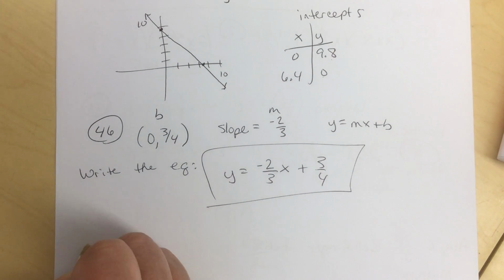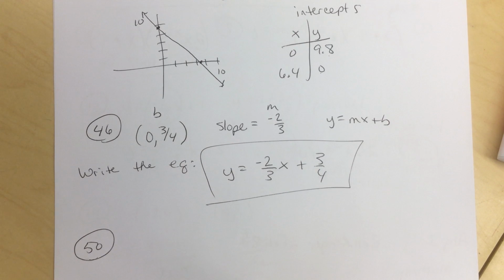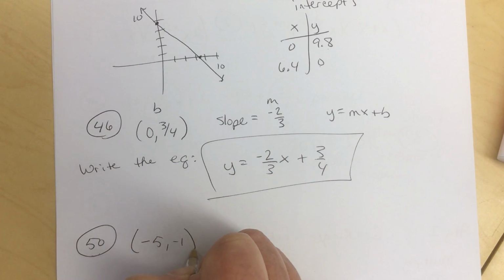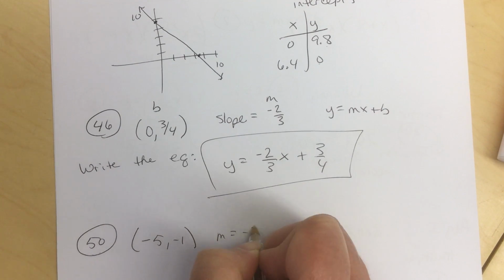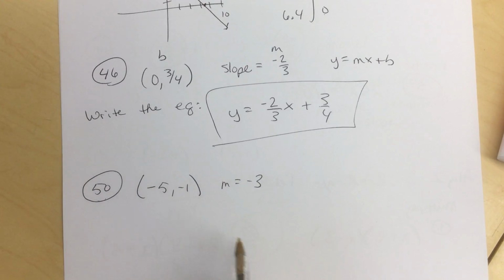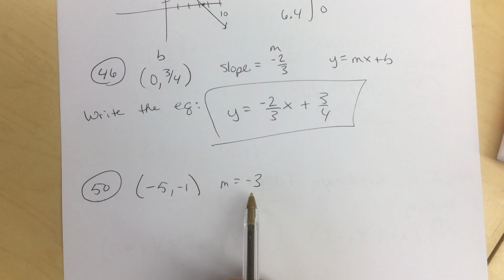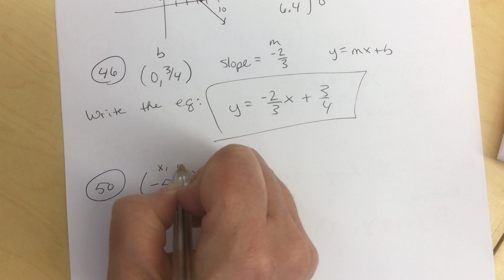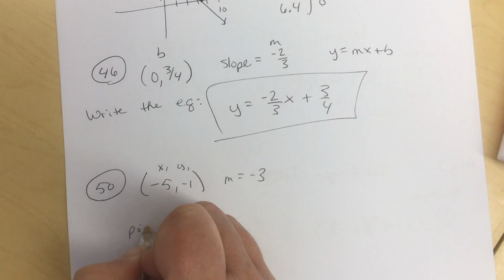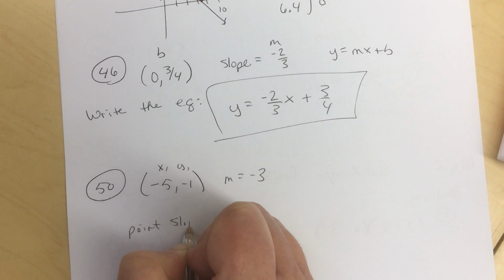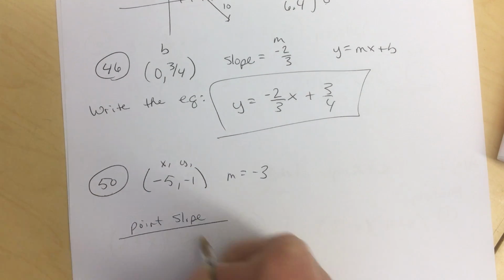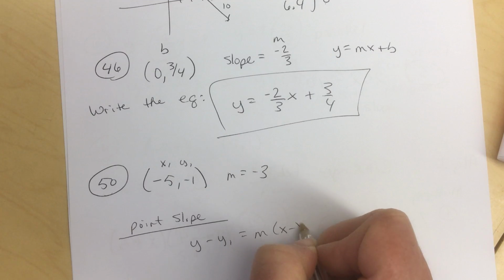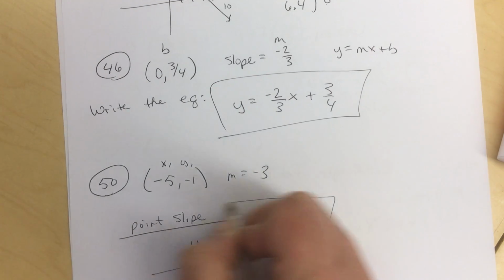Now, I could tell you, this is like number 50 in your book, that it could go through the point (-5, -1) and have a slope of -3. It's really easy to do the algebra when you have an integer, when you don't have a fraction. So I like to use point slope. The point slope formula is y minus y1 equals m times x minus x1.